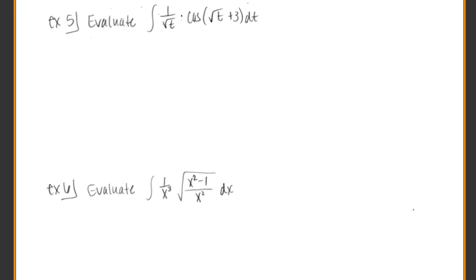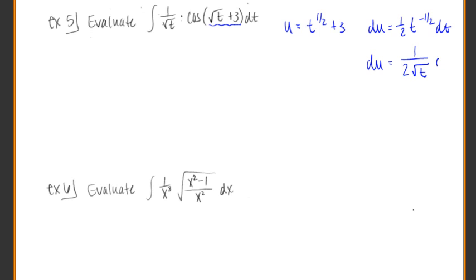Looking here at example 5, my initial reaction is to make the angle what my u is going to be. So let's try that out first. If u is this, I'll write that as maybe t to the 1/2 plus 3. Then du would be 1/2 t to the negative 1/2 dt, or writing it slightly differently, 1/2 square root of t dt.